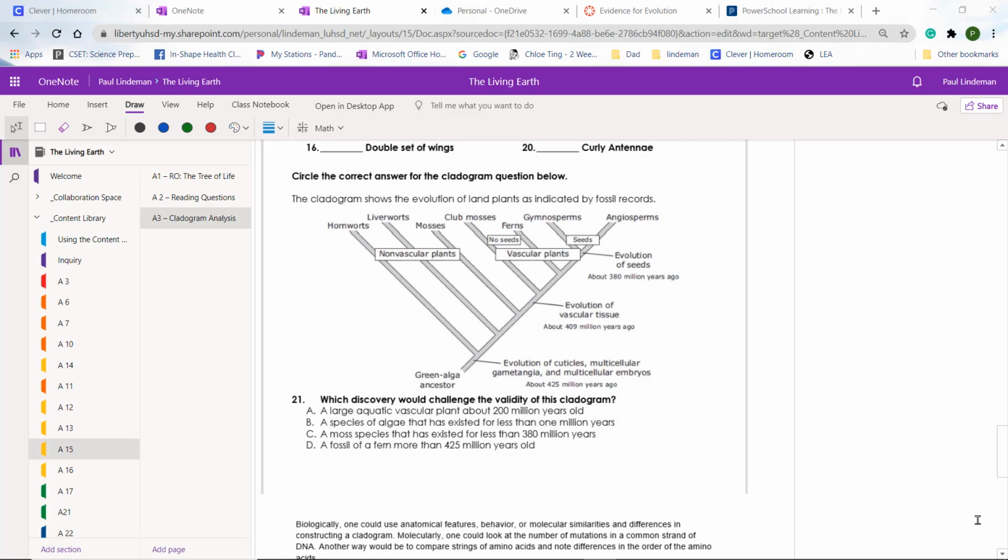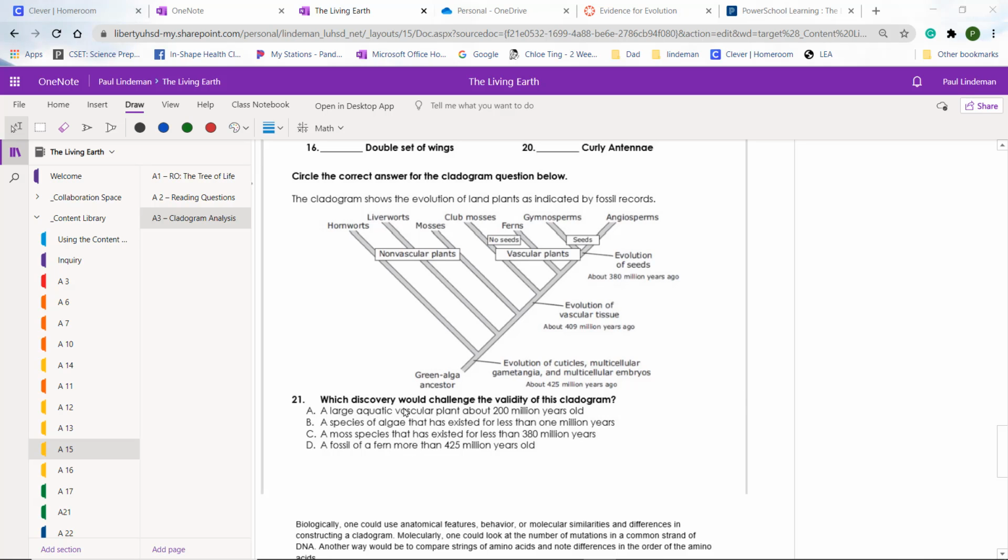Hello, this is the last video to go over the analysis of cladograms. So we're looking at our last two questions on this sheet. Circle the correct answer for the cladogram question below. The cladogram shows the evolution of land plants as indicated by fossil records. We're going to quickly look at this cladogram and go through some of these answers, and then you'll be able to get it down to the last two, I hope.